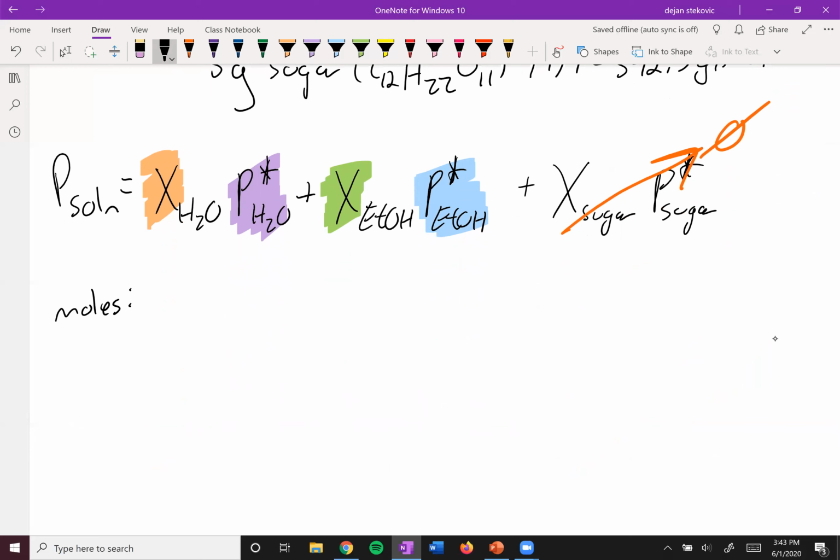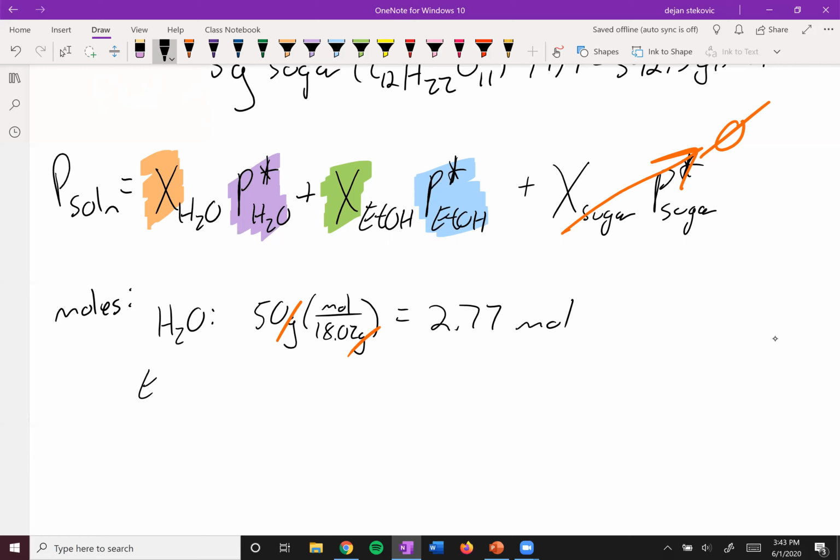At this point in chemistry, you should be very good at converting from grams to moles. It should be a very, very simple, very quick type of operation. So let me just show you real quick. Water, we have 50 grams. I look up the molar mass. I find it's 18.02 grams per mole. Since grams is on top here, grams has to be on the bottom here, so we divide, and get 2.77 moles. And then I just repeat for the ethanol and the sugar.